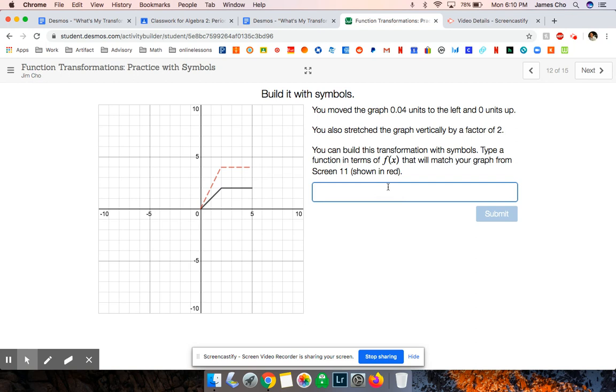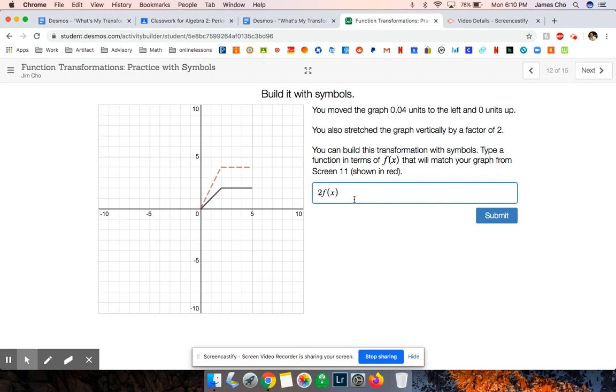Now it tells you what you did in that change. It says you move the graph 0.4 units to the left and 0 units up. You stretch the graph vertically by a factor of 2. Okay, so there's two things here. I'm going to start with my f of x, and I know that I stretched the graph vertically by a factor of 2. That's the number that I'm going to put in front of the f of x, a 2.